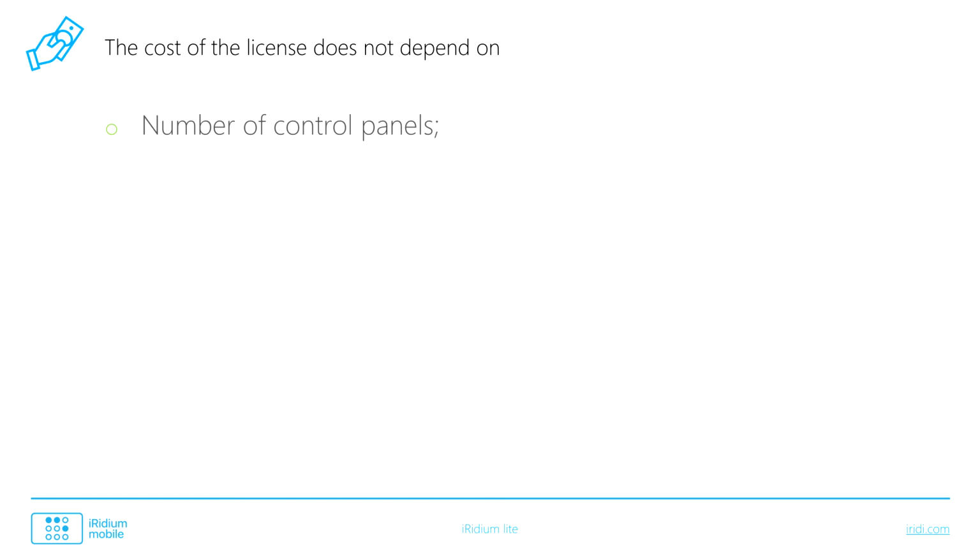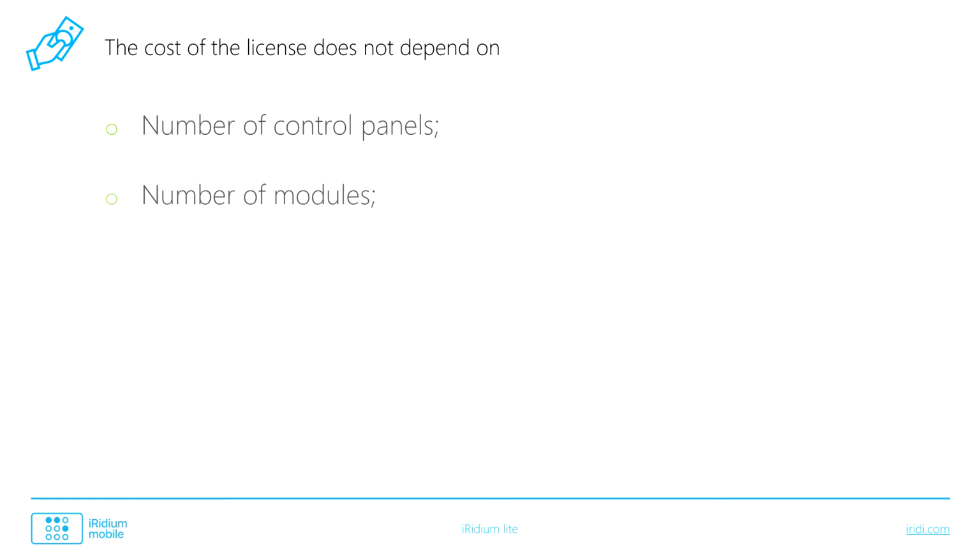The price of a license does not depend on the number of control panels. A control panel is a mobile device where iRidium is installed and a control interface is downloaded. You can control this interface from any mobile device you have without any limits.